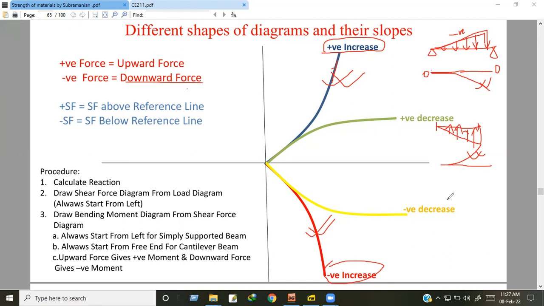Now, if I apply the force like this, it is a negative force as a downward force, so the negative force is negatively decreasing. If the force is negatively decreasing, this is like this. Negatively decrease. Clear?